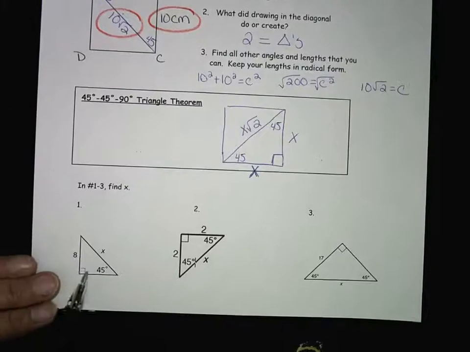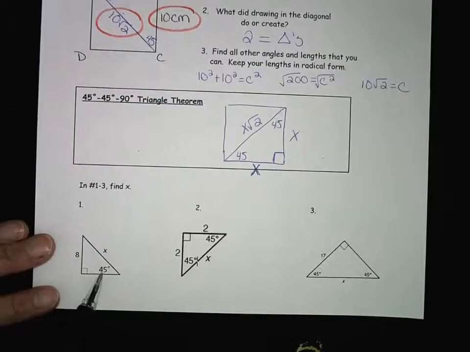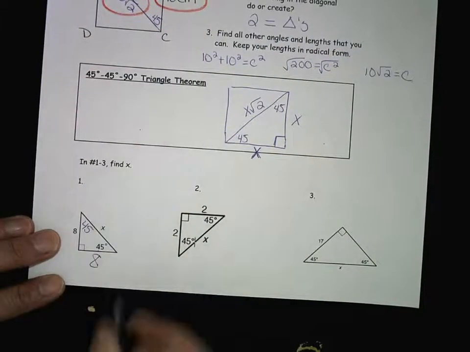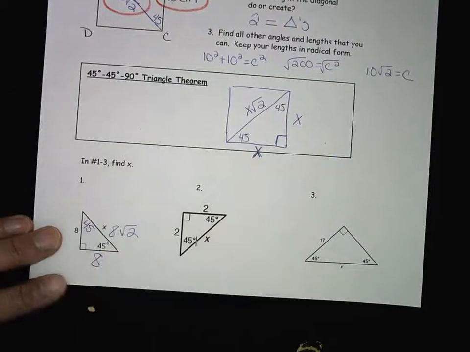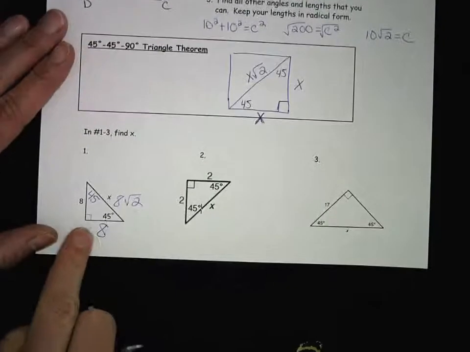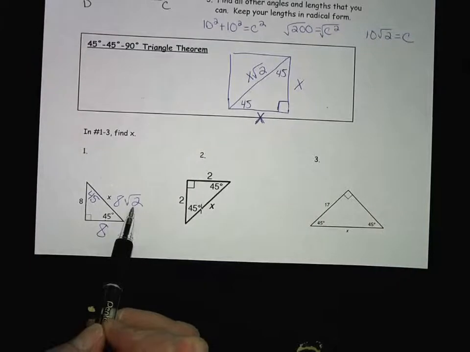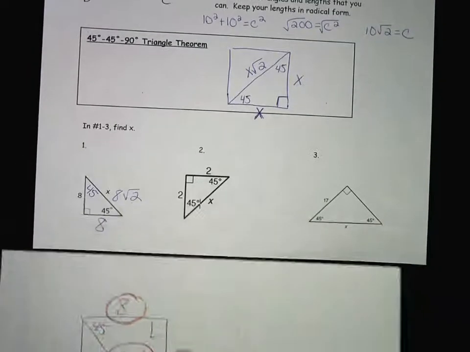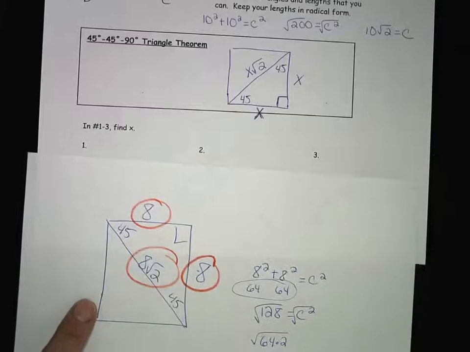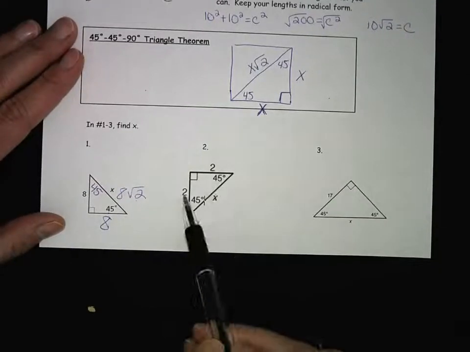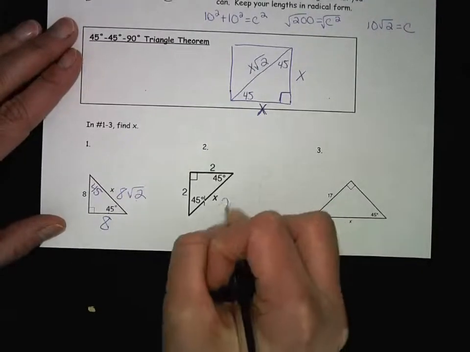So when you look at these pictures, you know this is a 45, which means this is also a 45. If this is 8, you know this is 8, and then this would have to be 8 square roots of 2. If you don't like doing that, you could work out Pythagorean, 8 squared and c squared, which I actually already did because I used the number 8 on the previous one. You can use the Pythagorean theorem, but if you can learn this rule, it'll go much faster. Notice on this one, the 2's are the same, so this is just going to be 2 square roots of 2.